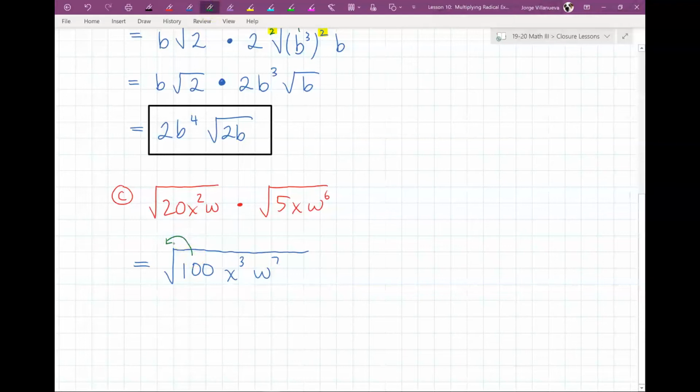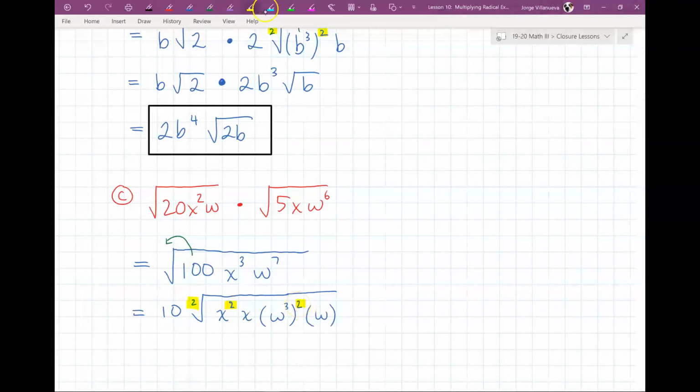So we know the square root of 100 is 10. So that's 10. And then we're going to put square root of x squared times x, that's x cubed, and then w to the third squared times w, that's w to the seventh. And remember, the reason why I'm doing this is because the index right here, which happens to be a 2, is going to match this 2 here and this 2 there. So it allows me to bring it out.